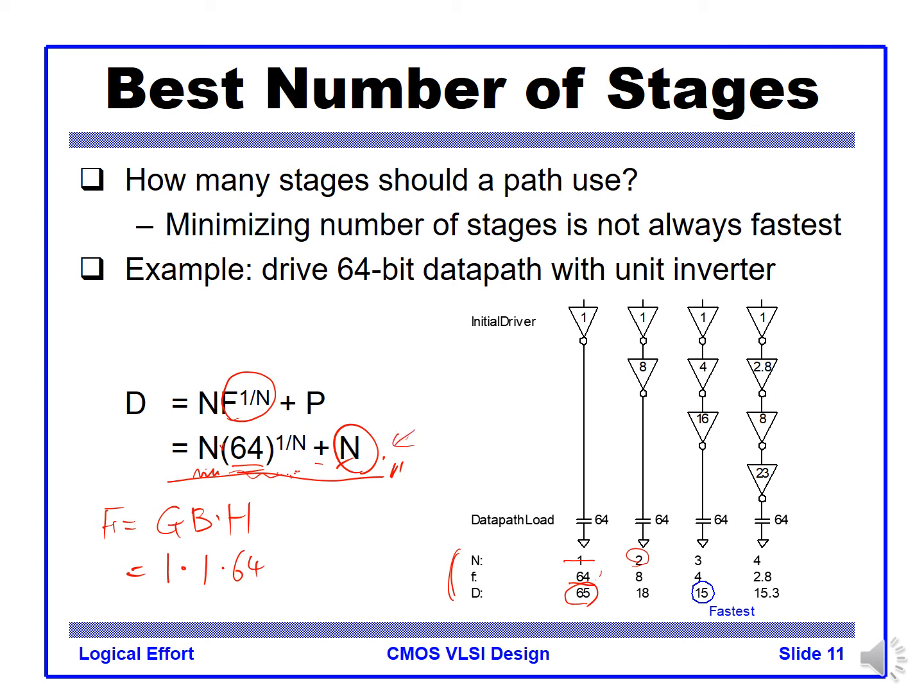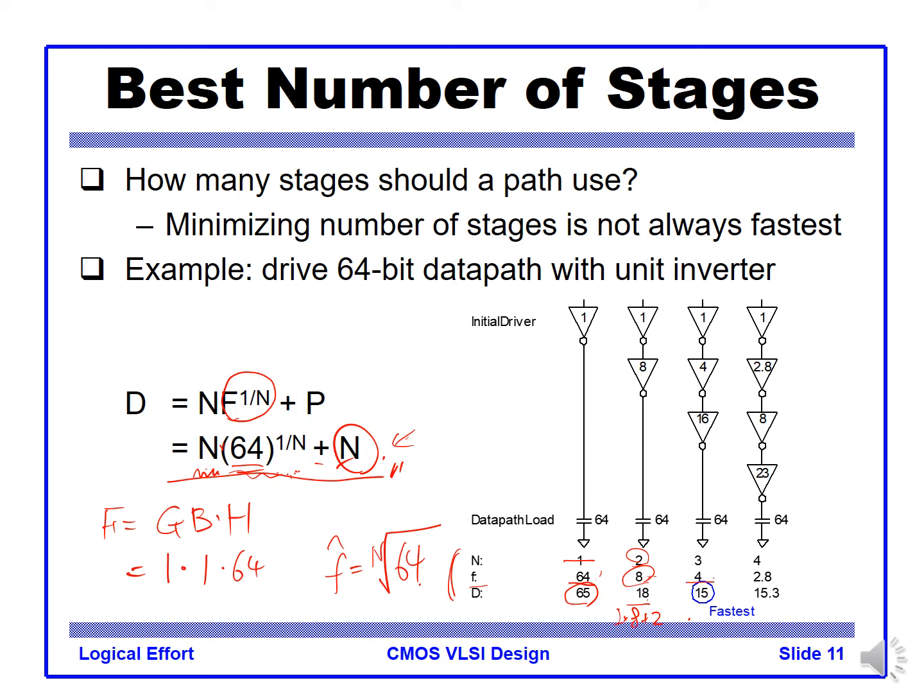From the equation, we find the optimum. The stage delay would be 8. So we know that f hat is the nth root of 64, right? So we calculated this, that would be the 8. So now the total delay would be 2 times 8 plus a parasitic delay 2, right? So total 18.